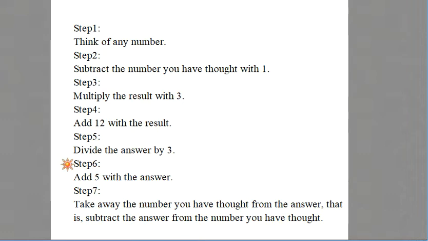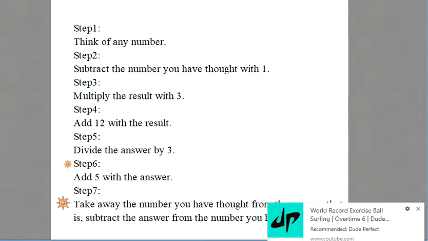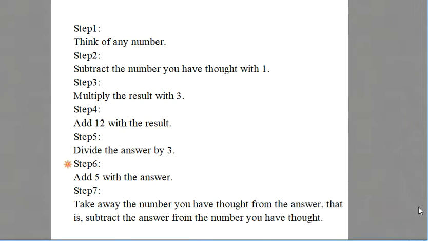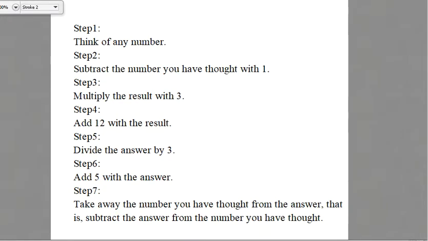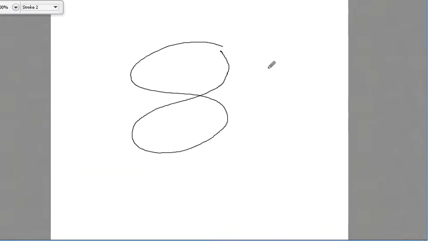Step 6, add 5 to the answer. Step 7, take away the number you have thought of from the answer. That is, subtract the number you have thought of from the answer. Okay, now I'm going to work my magic. Was your answer 8?